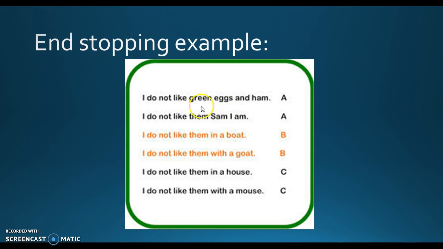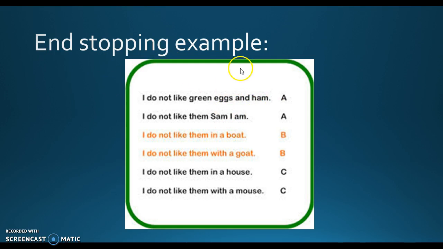Okay, I'm going to go back to the screen, eggs and ham. Basically, each line is a sentence. It ends, boom. That's it. There's a period. It's one complete sentence, and it is what it is. It doesn't start a new line or anything like that. It's an end stopping. It stops at the end. Kind of a crazy name, end stopping.